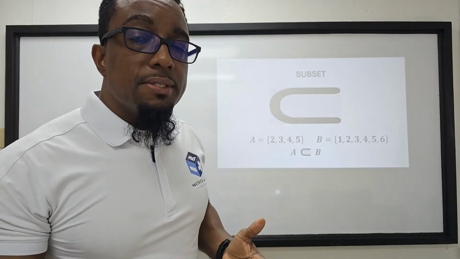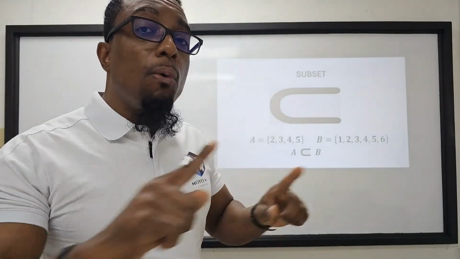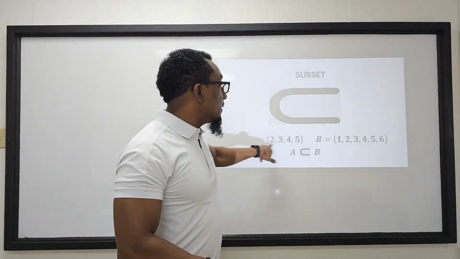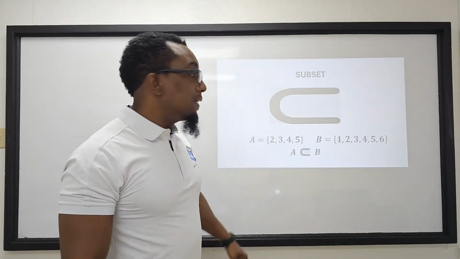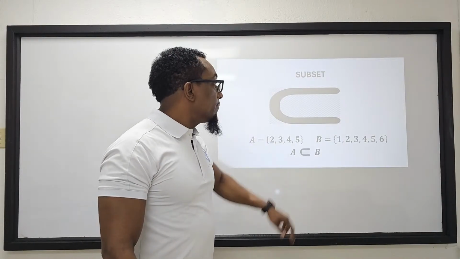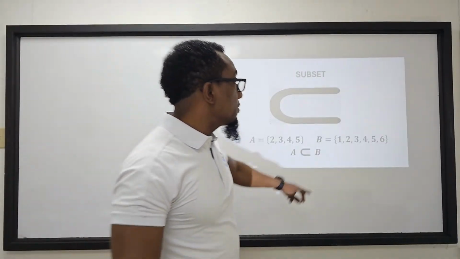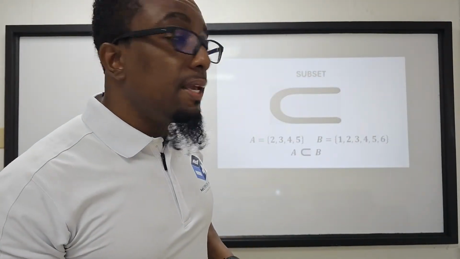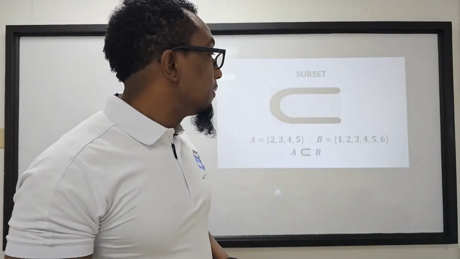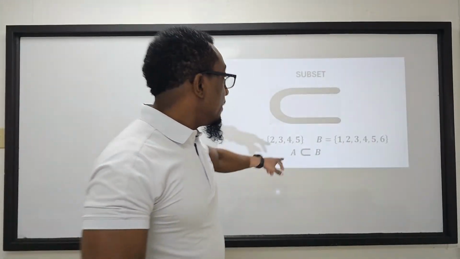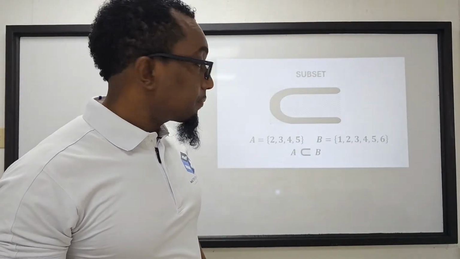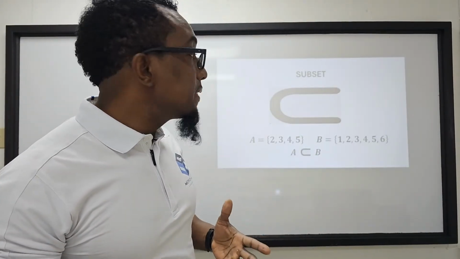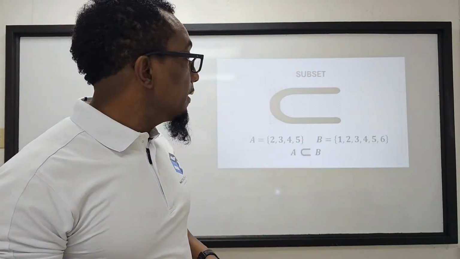Now, one set is a subset of another set when all the elements of one set belong to the other set. So if you look, we have set A, we have set B. Set A has elements 2, 3, 4, and 5. And if you look at set B also has elements 2, 3, 4, and 5. So it clearly shows all the elements of set A are in set B, so we can simply state A is a subset of B. So making sure we can recognize the symbol. So A clearly is a subset of B. All the elements of A are in B.